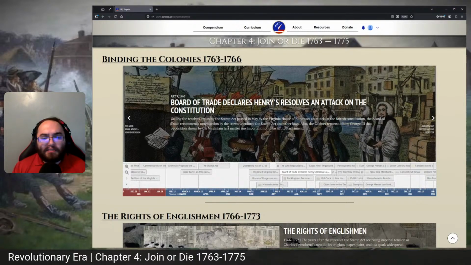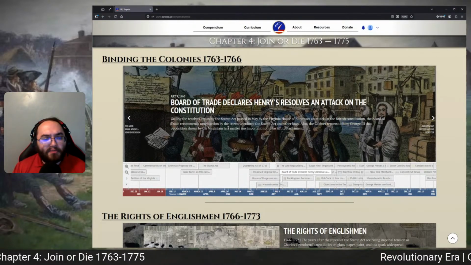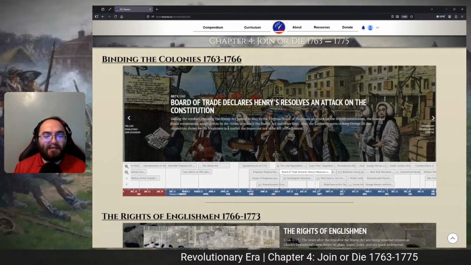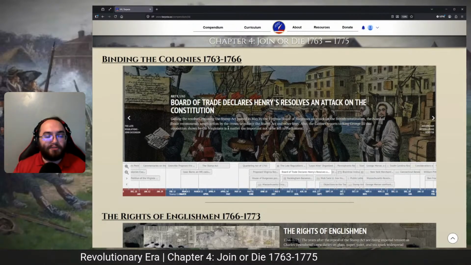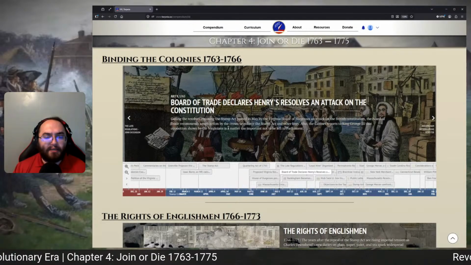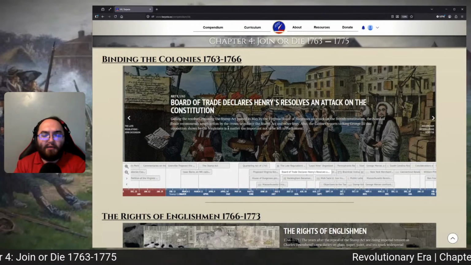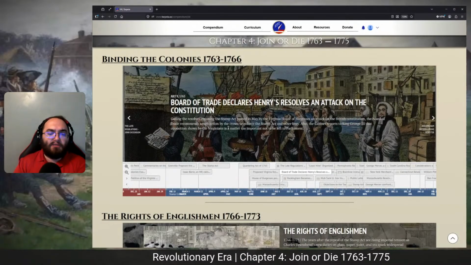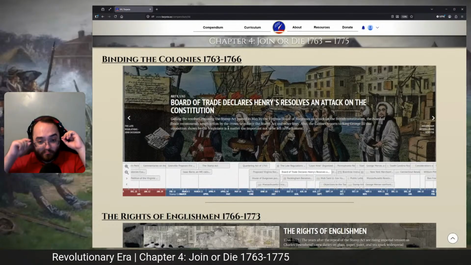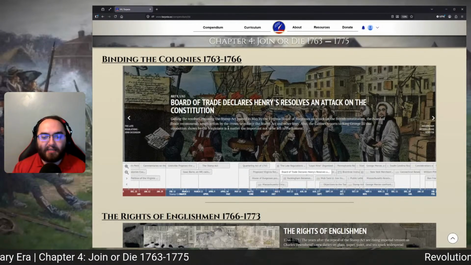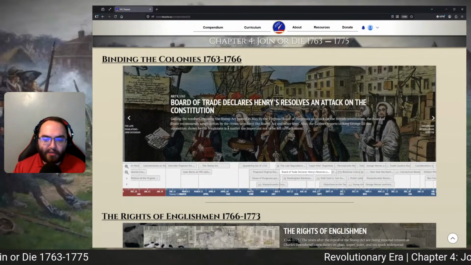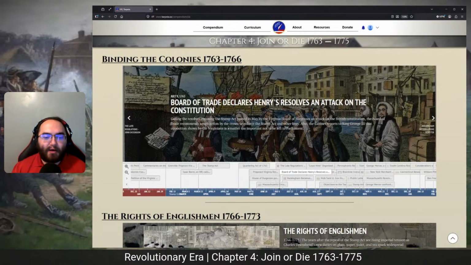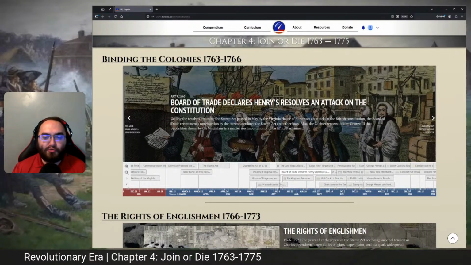And so, let's see, here's another document. The Board of Trade declares Henry's resolves, the ones passed by Virginia, an attack on the Constitution. That's the British Constitution. Calling the resolves opposing the Stamp Act passed in May by the Virginia House of Burgesses an attack on the British Constitution. The Board of Trade recommends tough action by the Crown to enforce the Stamp Act and other laws. Also, the cabinet reports to King George III that opposition shown by the Virginians is a matter too important not to be left to Parliament.